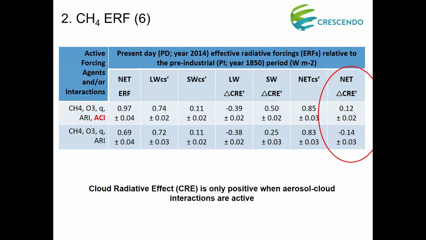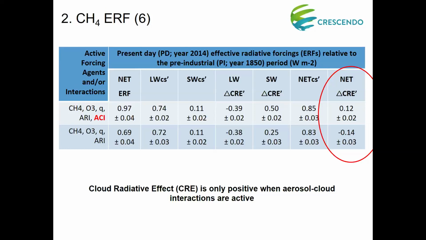So let's focus on two pairs of simulations. The only difference between these two pairs is that in one pair, aerosol cloud interactions are active, and in the other pair, they're disabled with a prescribed cloud droplet number concentration. You'll see that the individual components in the clear sky match between both pairs. You'll see that the cloud radiative effect in the long wave is also consistent, but you'll see that the magnitude of the cloud radiative effect in the short wave doubles with the inclusion of the aerosol cloud interactions.